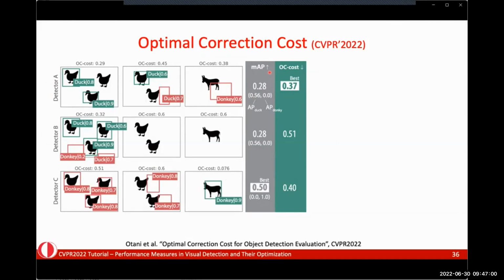In terms of AP, the best detector is the third one, this one, because it performs perfectly for the donkey class and it achieves a perfect score of 1, but it misses all instances of ducks and it achieves an AP score of 0. And when you average AP scores over classes, you get 0.5.